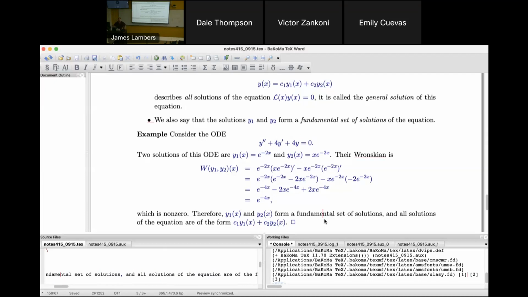In one of the homework problems, you're showing that the Wronskian of y1 and y2 being non-zero is equivalent to showing that y1 and y2 are not scalar multiples of each other. That is, they're linearly independent. So that's one way to look at it: when you're checking the Wronskian is non-zero, you're checking that y1 and y2 are linearly independent. If they are linearly independent, then they will describe all possible solutions.